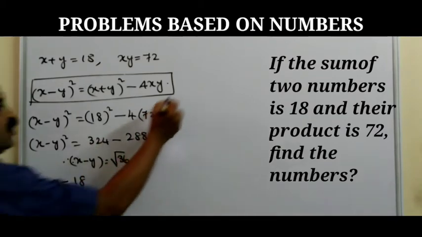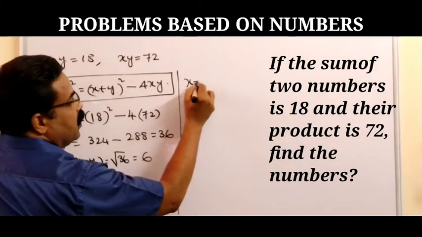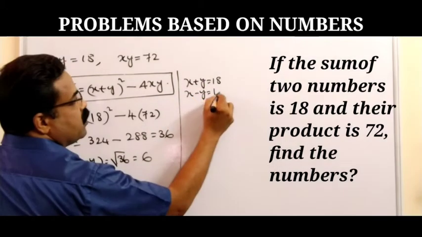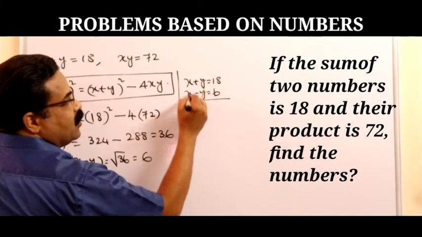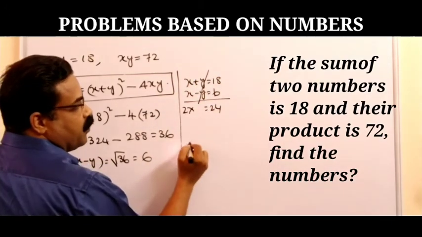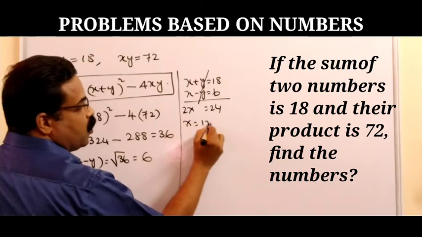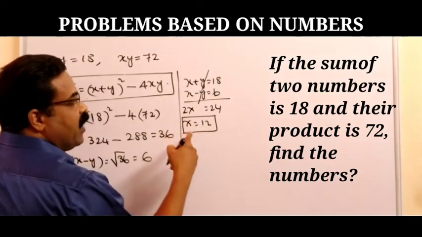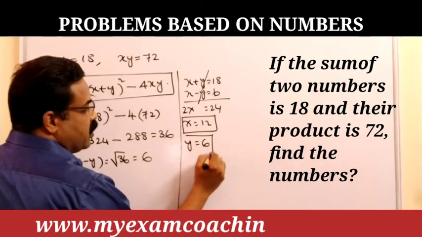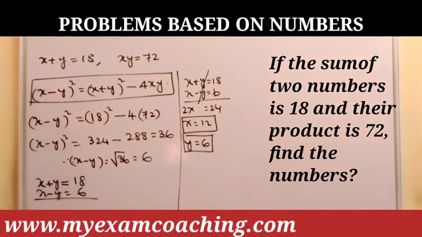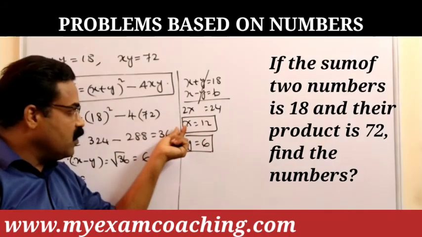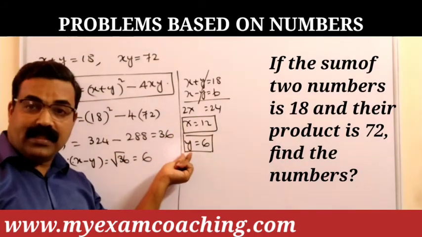When you solve this, what will we get? x plus y is equal to 18, x minus y is equal to 6. When you add these two, it becomes 2x, the y terms get cancelled, and it becomes 24. So x is equal to 12. Put the value of x in any one of the equations, and we get y is equal to 6. Initially we took x and y as the numbers, so the first number is 12 and the second number is 6.